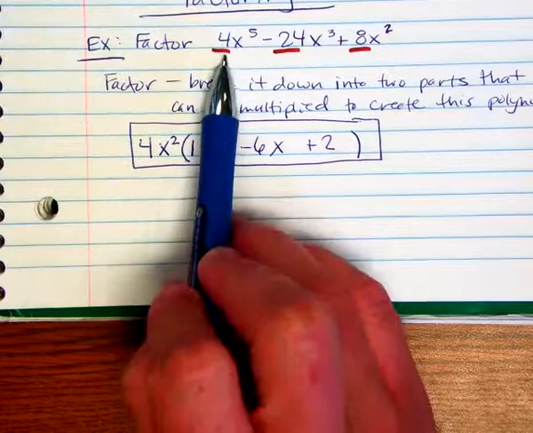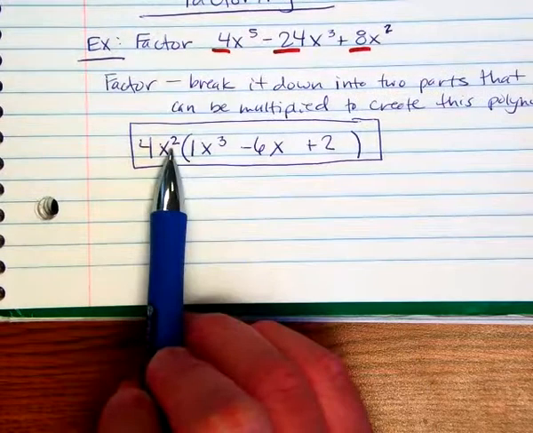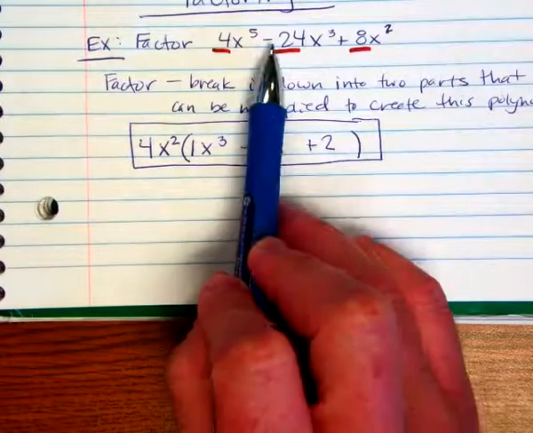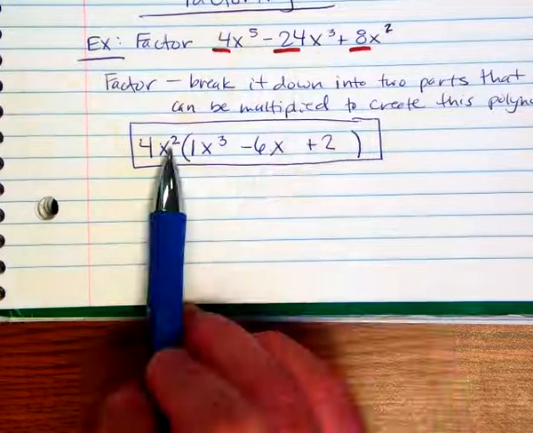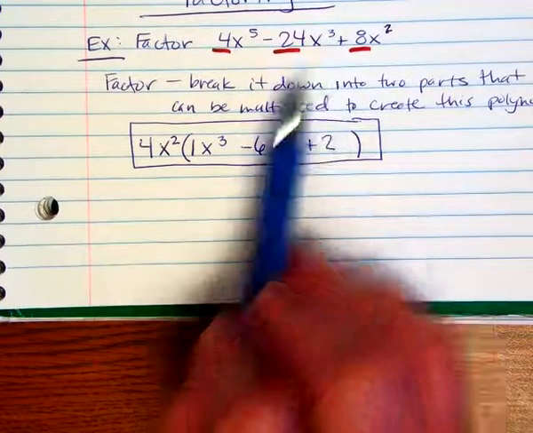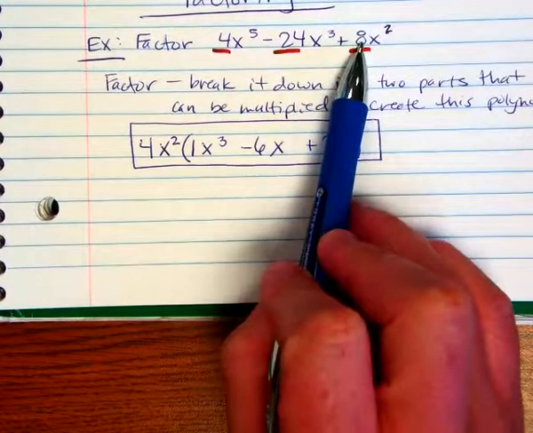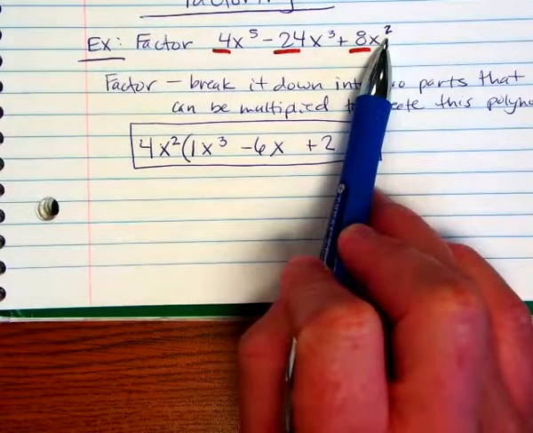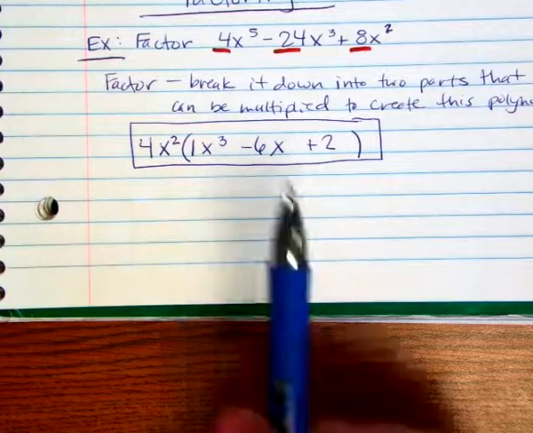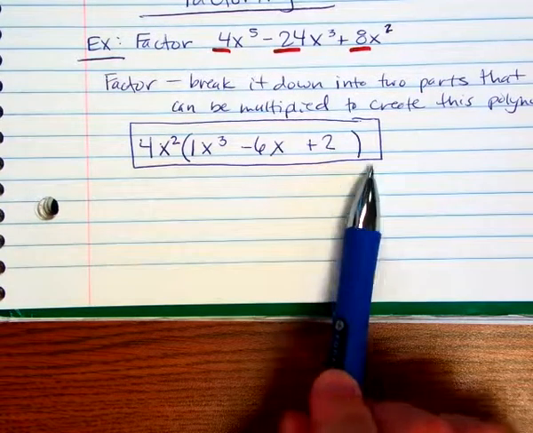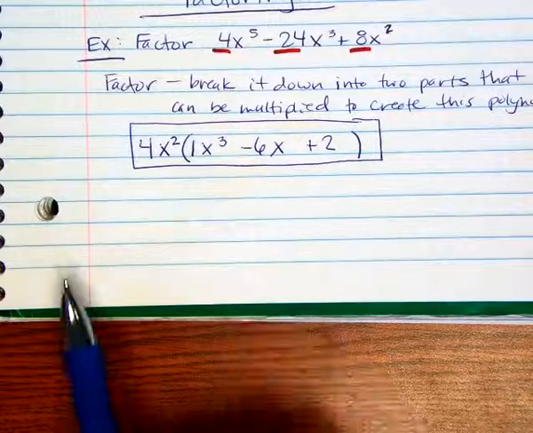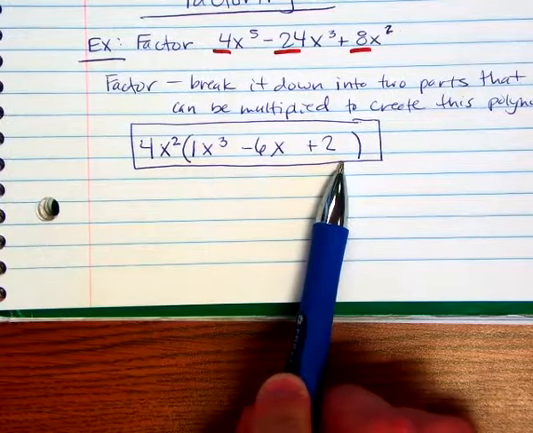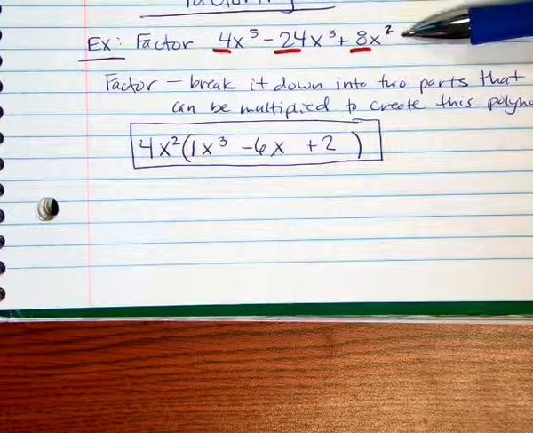4 times 1 is 4. Add the exponents, 2 and 3 is 5. 4 times negative 6 is negative 24. Add the exponents, 2 and 1 is 3. 4 times 2 is 8. Add the exponents, 2 and nothing is 2. We have completely reversed the process of multiplying these to create their factors. This monomial times this polynomial, those are the factors of this original polynomial.